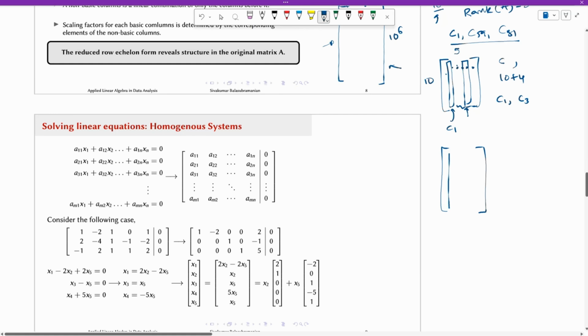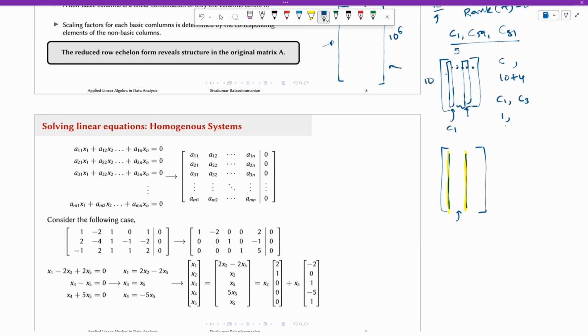No. C1, C3. These are the basic columns. Any non-basic column only depends on all the basic columns that occurred before. So until I reach the second basic column, all the columns will only depend on the first basic column. That means I only have to store one number for each of those columns, right? So for the second column, I have to store one number. Third column, I anyway have to store, right? So I skip that.